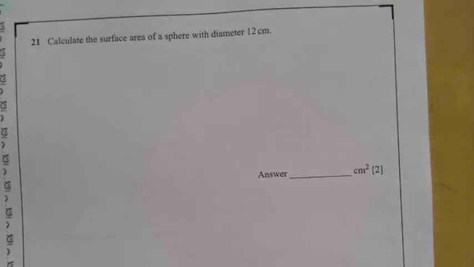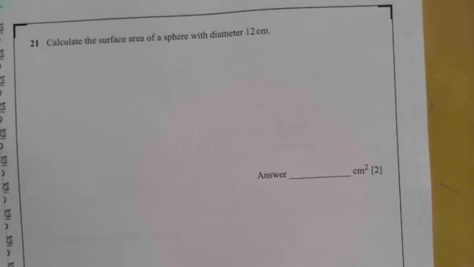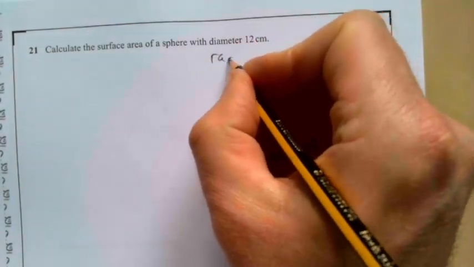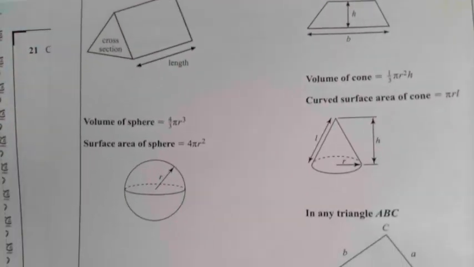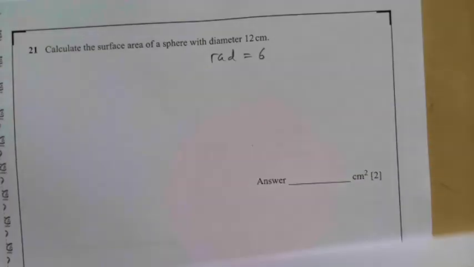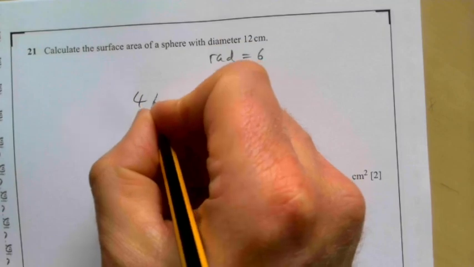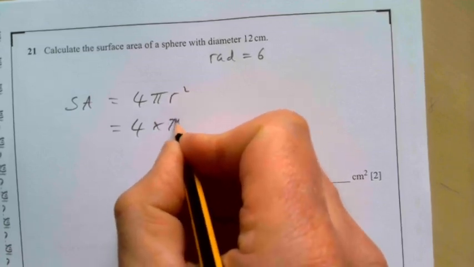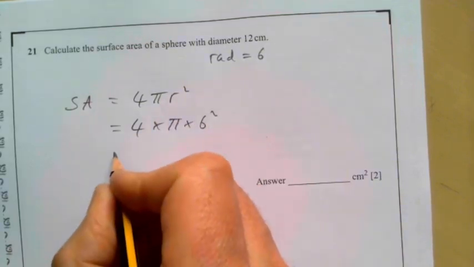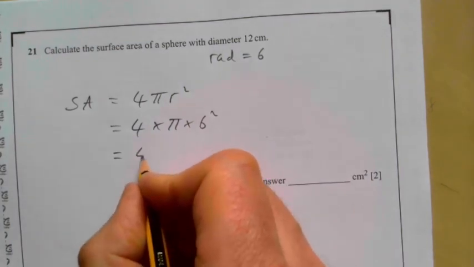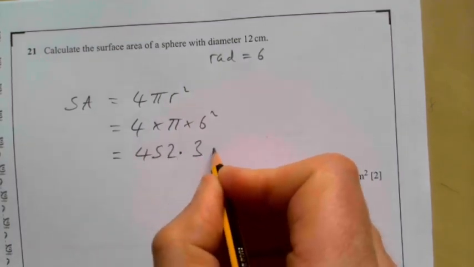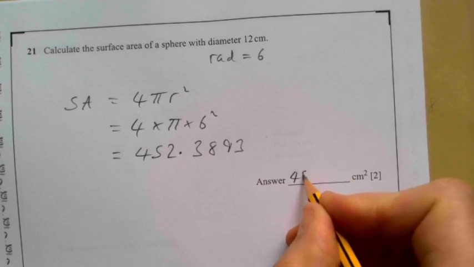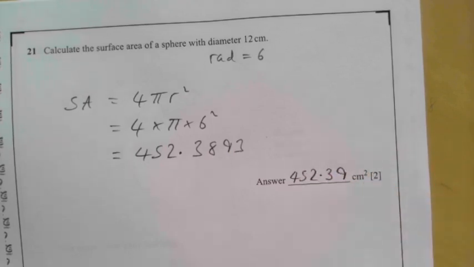Calculate the surface area of a sphere with diameter 12 centimeters. So notice there it's diameter. So first of all, we're going to need to know that the radius is 6. And then we go here, surface area 4 pi r squared. So that's 4 times pi times 6 squared. And if you put that into your calculator, you get 452.39.